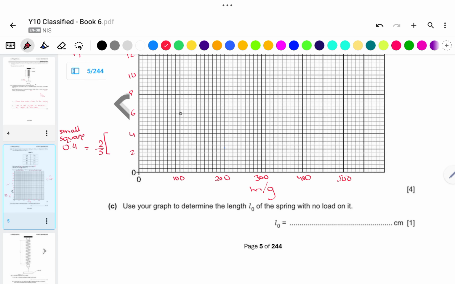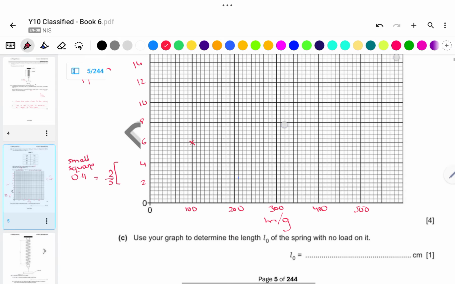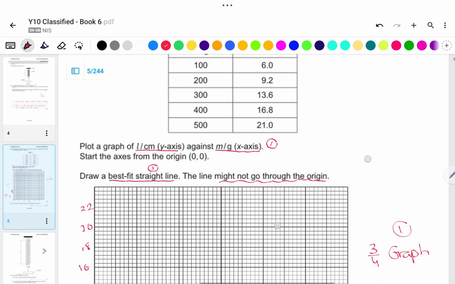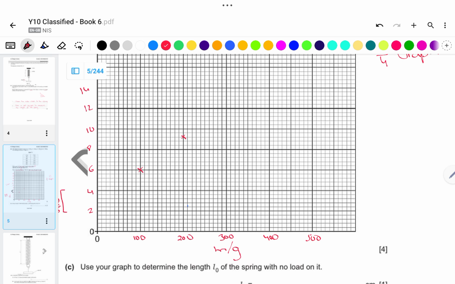So always draw a cross, not a dot, because if your ink is a little bit light, it's not going to show. Okay, 200 is 9.2. So at 200, I'm going to go all the way. We have 8.4, 8.8, 9.2 is the third line. Then we have 300 is a 13.6. So at 300, I'm going to go all the way to 12, 12.4, 12.8, 13.2, 13.6.